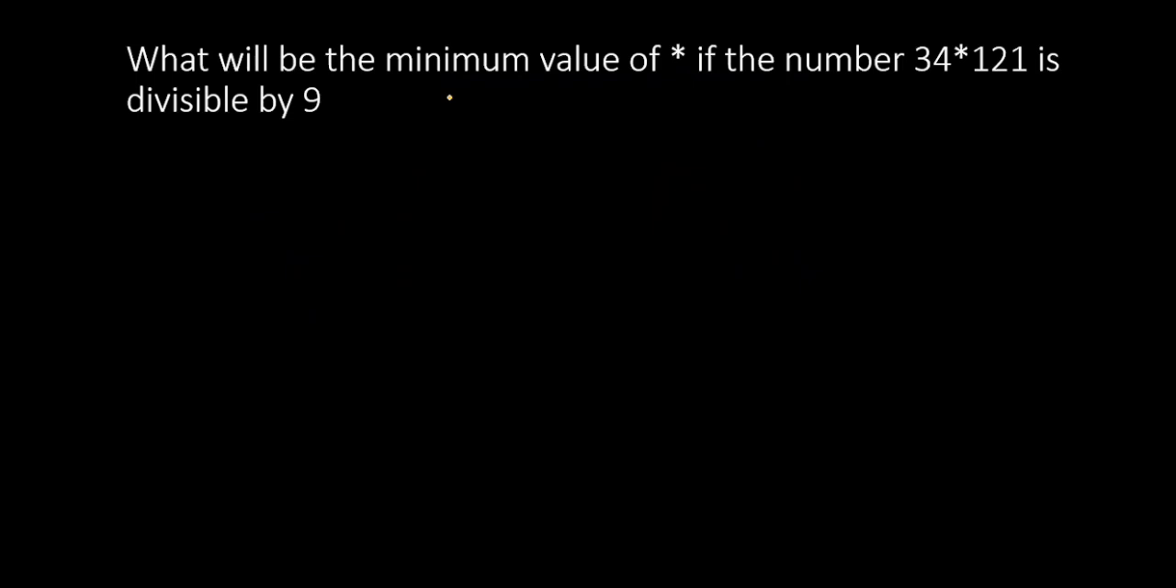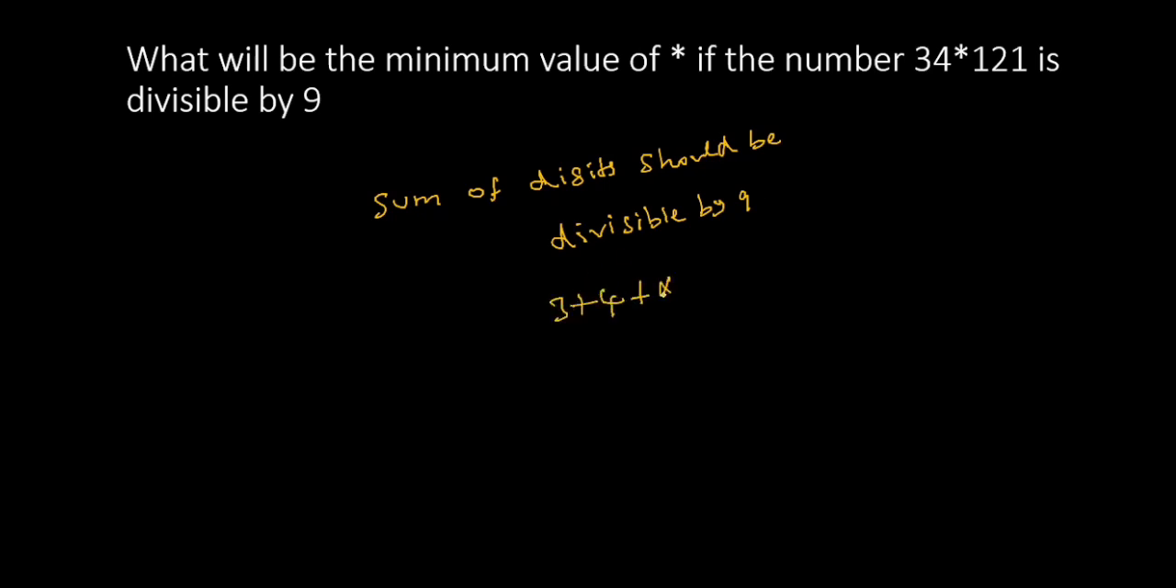So what will be the minimum value of star if the number 34star121 is divisible by 9? So you know that the sum of digits should be divisible by 9. So 3 plus 4 plus star plus 1 plus 2 plus 1. 3 plus 4 is 7, 7 plus 1 is 8, 8 plus 2 is 10, 10 plus 1 is 11. So 11 plus star.